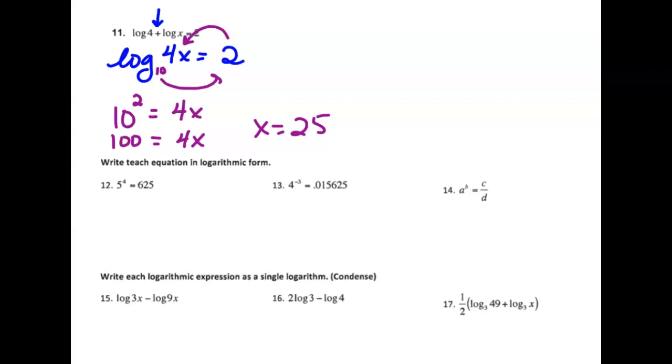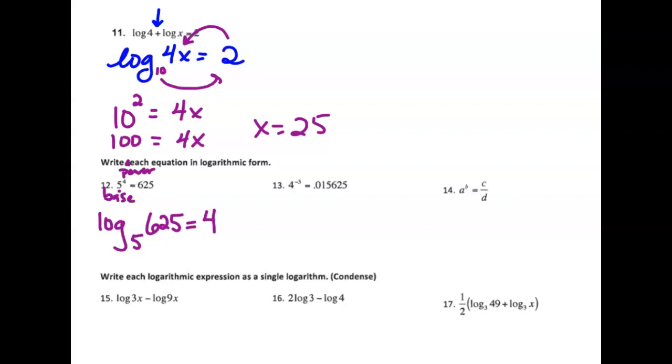All right, little typo here. Should say write each equation in logarithmic form. So we're not solving it, we're just converting it to its other format. Again, this could be on the no calculator part. We have 5 to the 4th equals 625. So our base in this case is a 5. It's being raised to a power of 4. So we would say log base 5 of our main number 625 should get us our power.